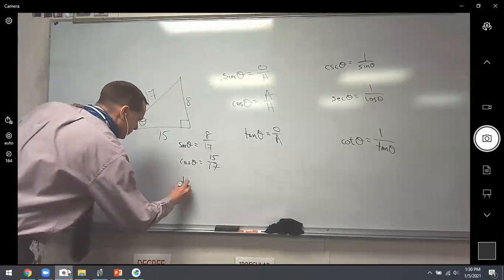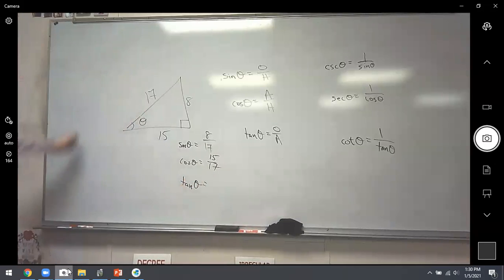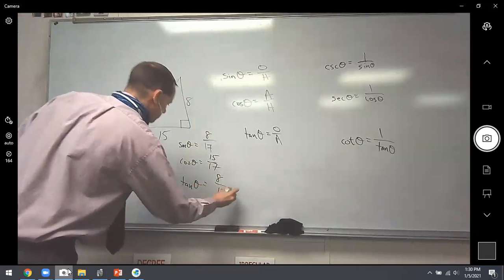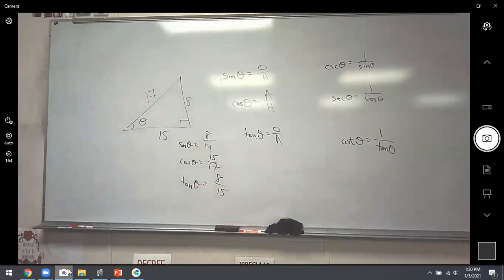Tan, by definition, is opposite over adjacent, right? So the opposite side of my angle is 8, and the adjacent side is 15. Now, I would not want you to go through all this logic again for the other three. You should know they're just flipped.